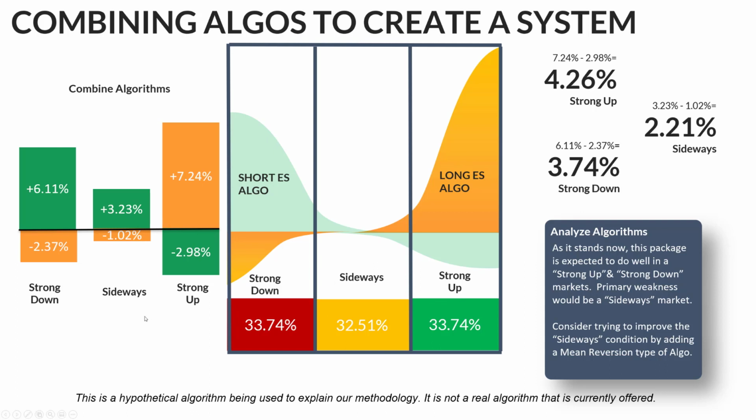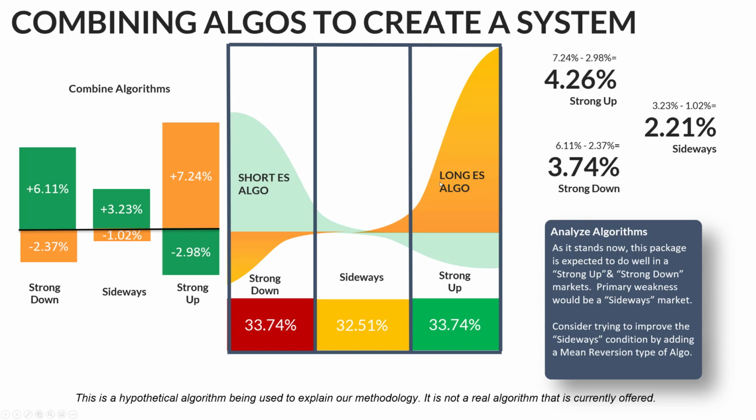Because then I do the same for the sideways. The short algo averages 3%, and I'll just round, and the long algo averages -1%. So the net I would expect in a sideways market condition to be up 2%. And then in the strong down, the long algo loses on average, as we would expect it to. And the short algo has a positive expectation, again, as we would have expected it to have. And so you add those together and get 3.74. So what does that do?